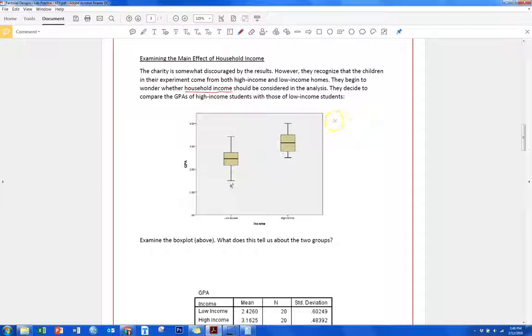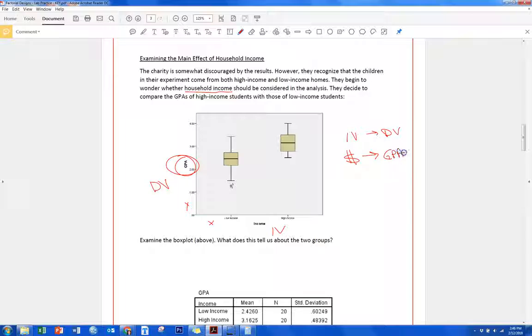Very interesting. Let's take a look at this graph. Examine the box plot above. What does this tell us about the two groups? So now we're still looking at GPA. That's still our dependent variable, but we're looking at income as the independent variable. Typically on graphs, independent variable goes on the x-axis, dependent variable goes on the y-axis. Independent variable predicts dependent variable. So here we have income predicting GPA.